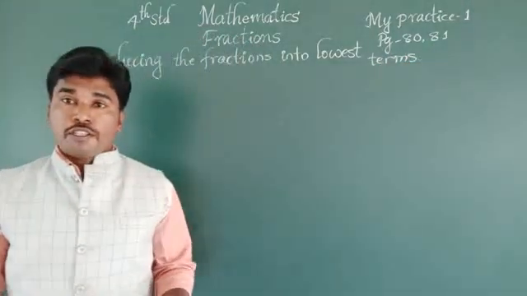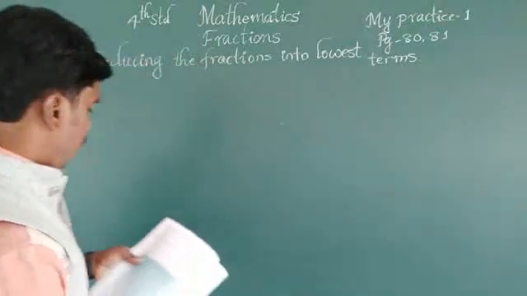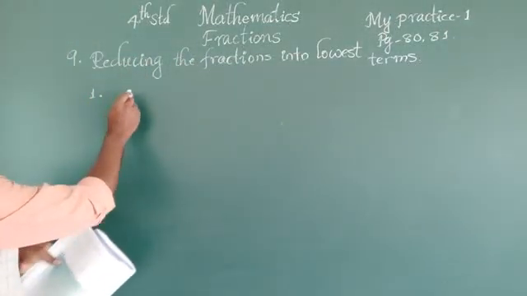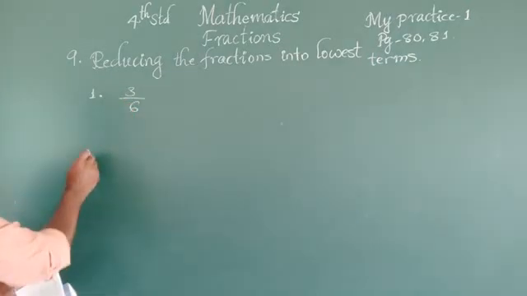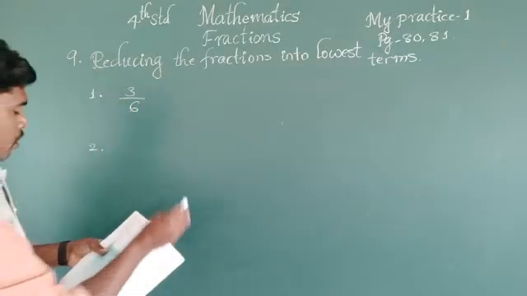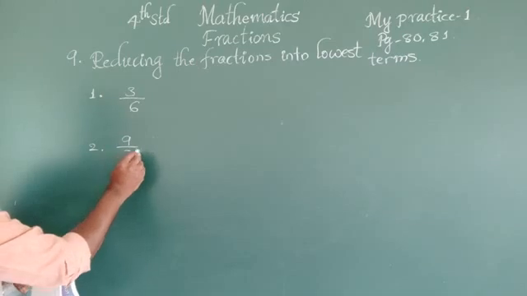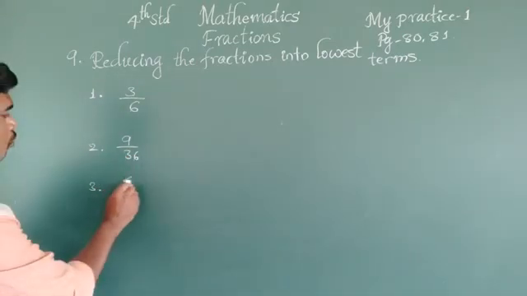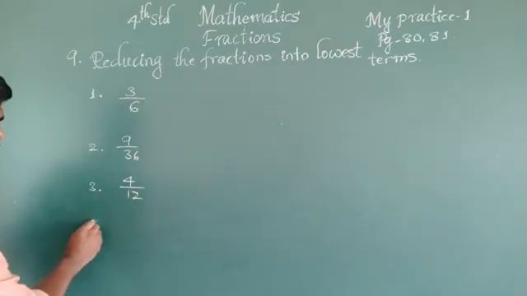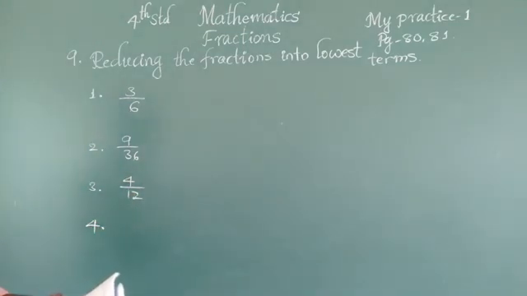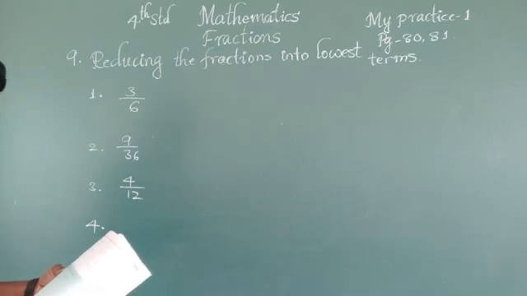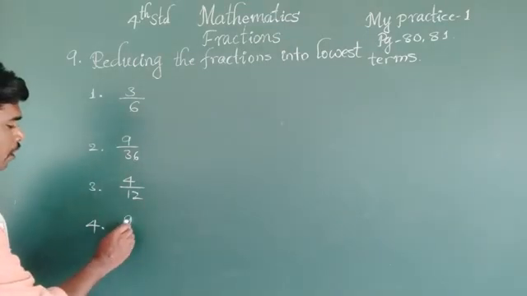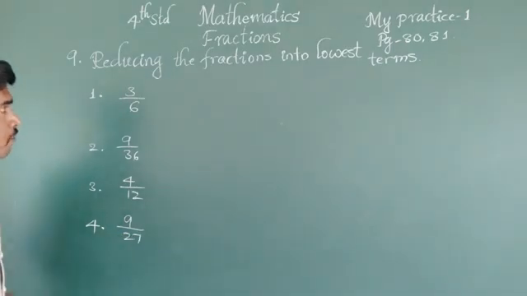Reducing the following fractions into lowest terms. Okay, observe, dear children. First one, 3 by 6. Second one, 9 by 36. Third one, 4 by 12. And the fourth one, I could take one more extra question: 9 by 27.